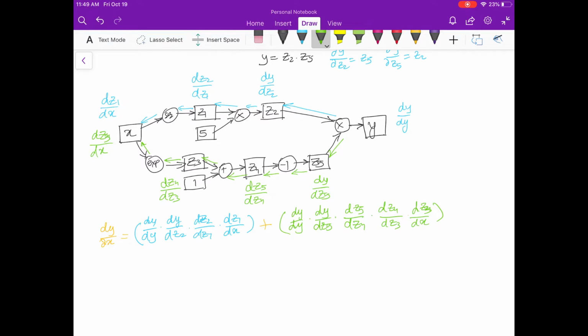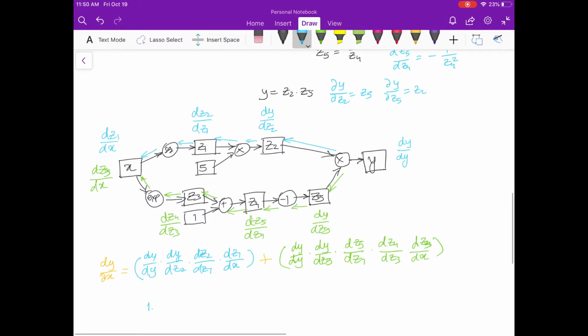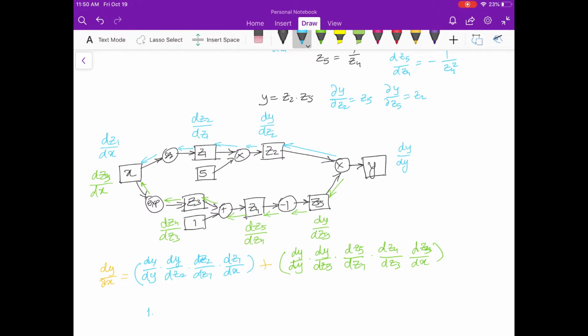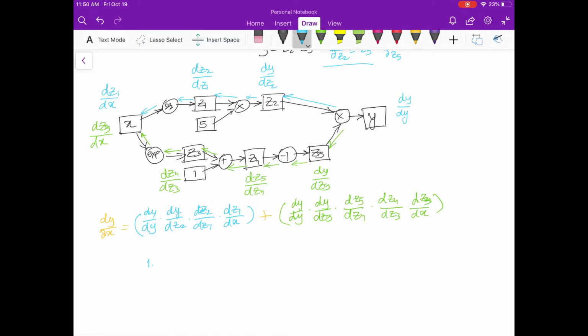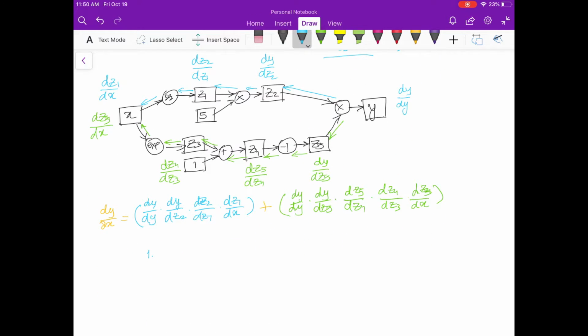Okay, so now let's start plugging in the values. So dy dy is 1, we know that. Dy dz2, so dy dz2 is simply z5, right? And we'll worry about what z5 is in a bit.